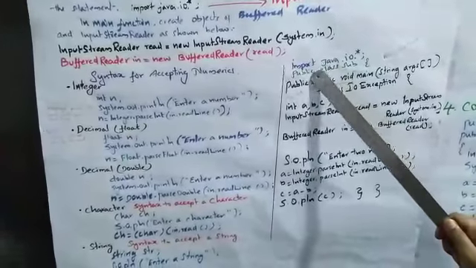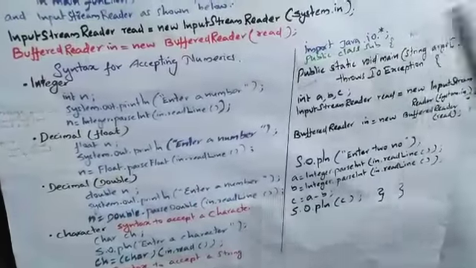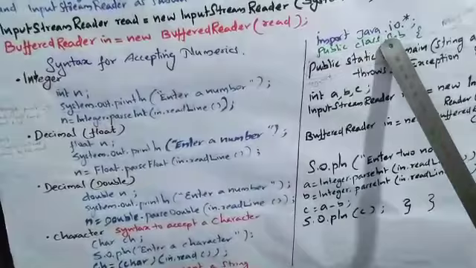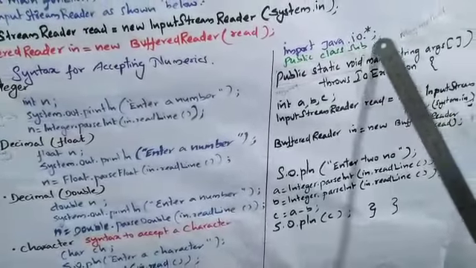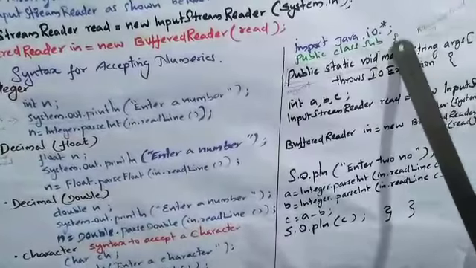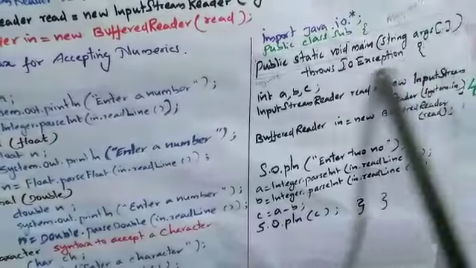Now we have a small program. What was that? We are writing import java.io. Now here we are using public class sub. Sub is for what? Subtraction. Now open the curly bracket. Public static void main String args. Now see the meaning of this.